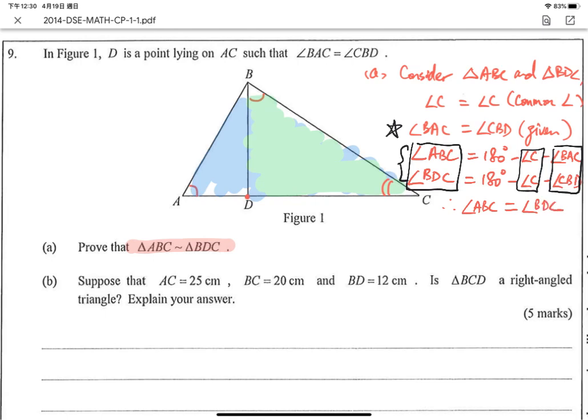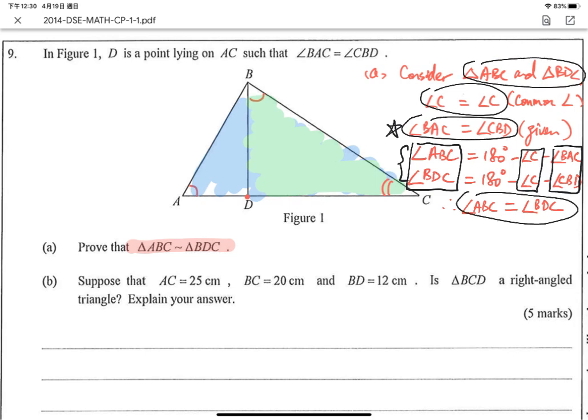So look at this part, this part, and this part. For these two triangles, all three angles are equal to each other. Therefore, triangle ABC is similar to triangle BDC, which is AAA. Okay, so this is for part A.